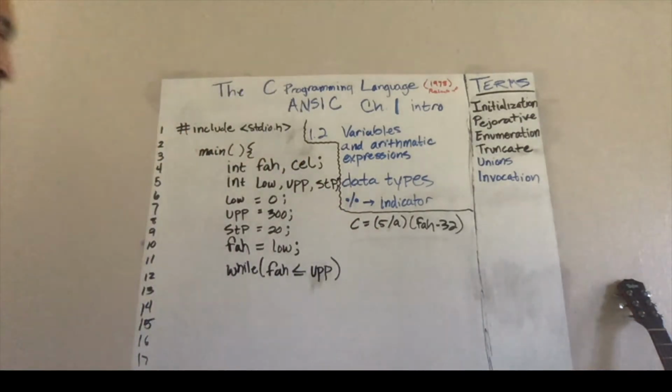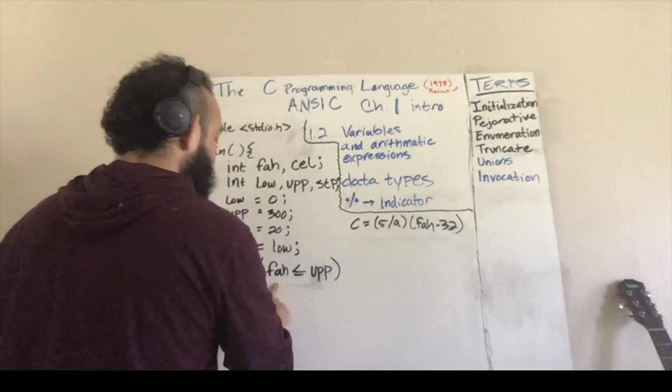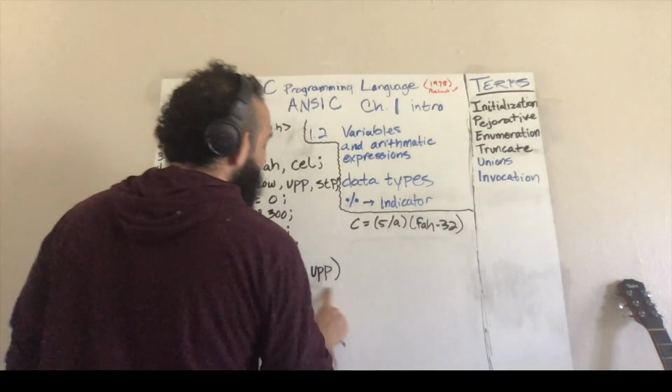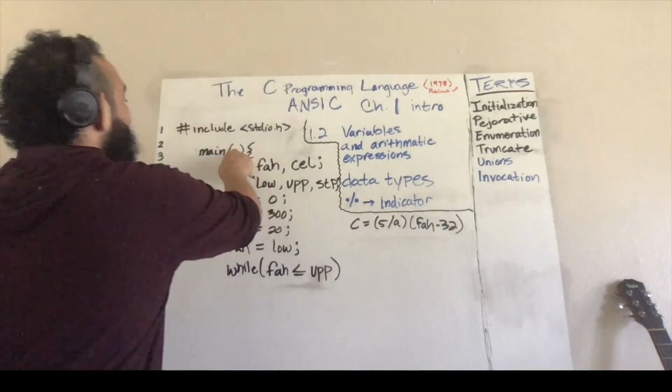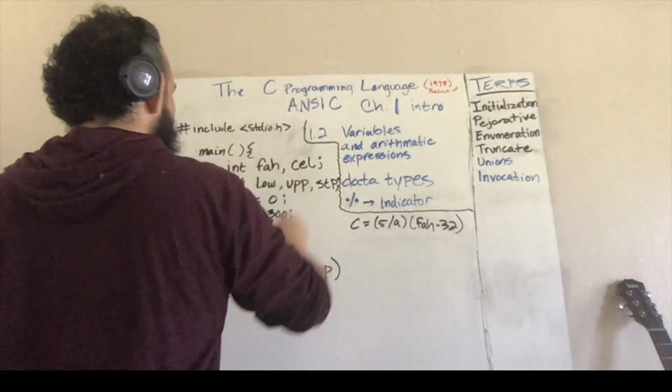While Fahrenheit is less than or equal to upper, that's the argument. Arguments are found after the function, within the parentheses. There are no arguments here within the main. It's just an empty set.